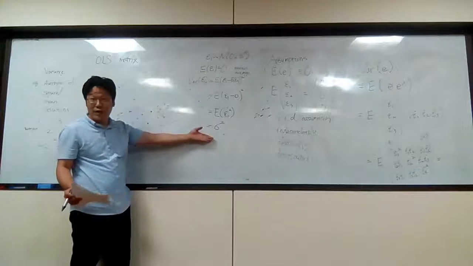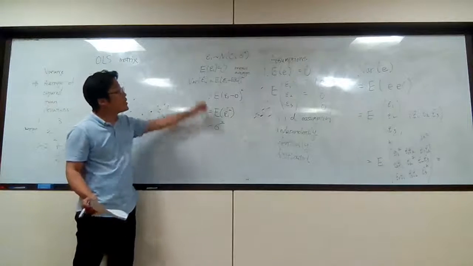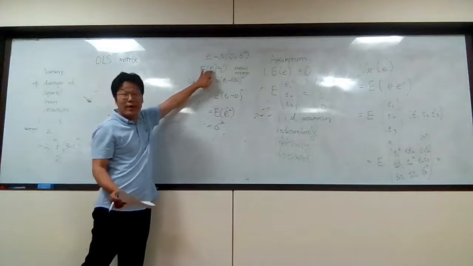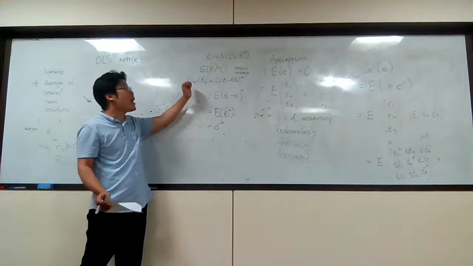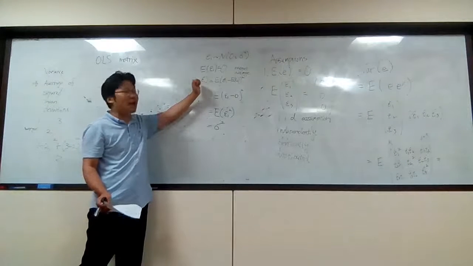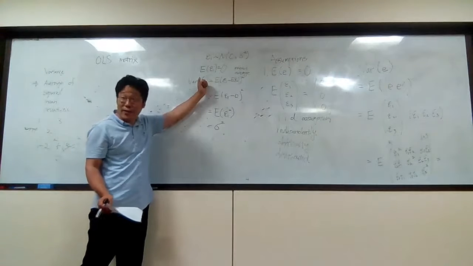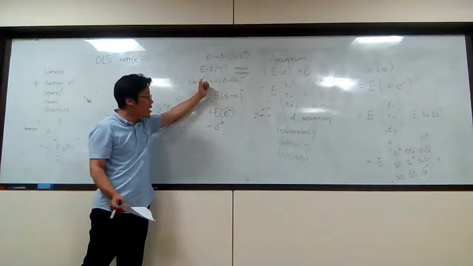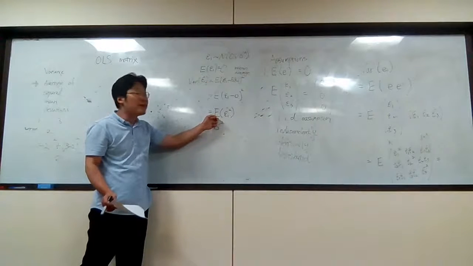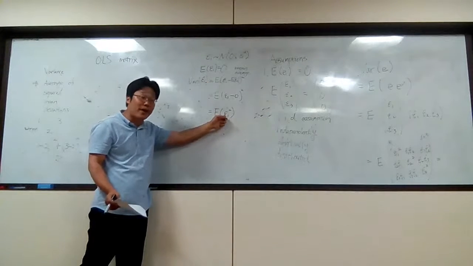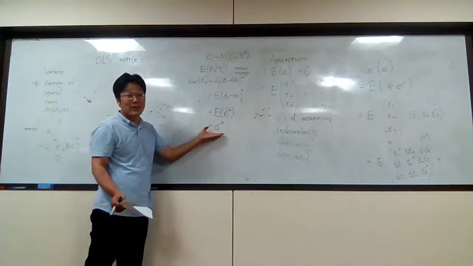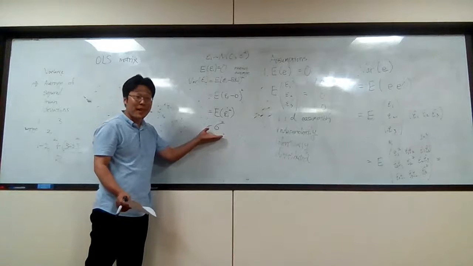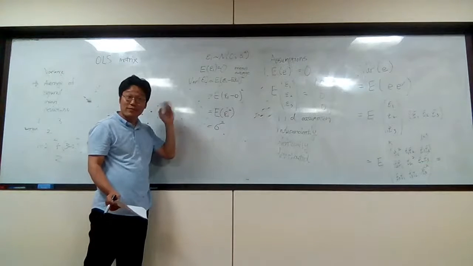This is our assumption. We assume that the average of the error term equals 0. We also assume that the variance of the error term, that is the same as the expected average of epsilon I square, is sigma square. This is our assumption. We assume this. Okay? Question?